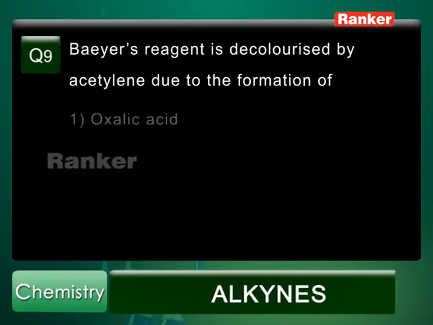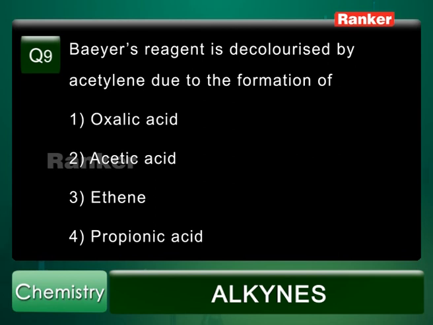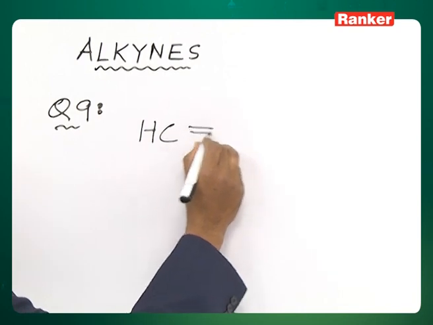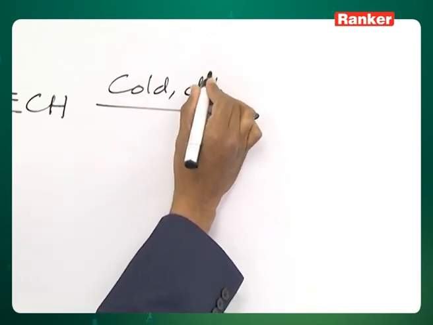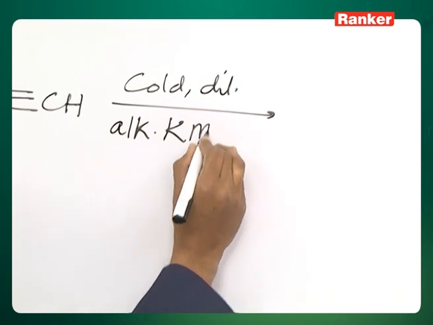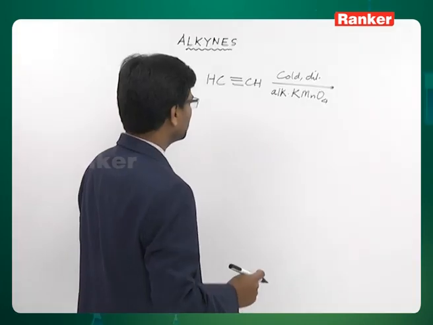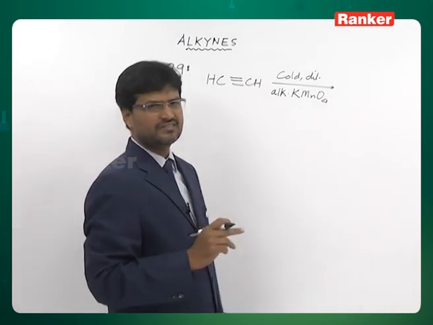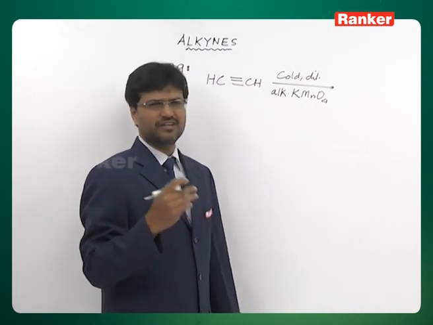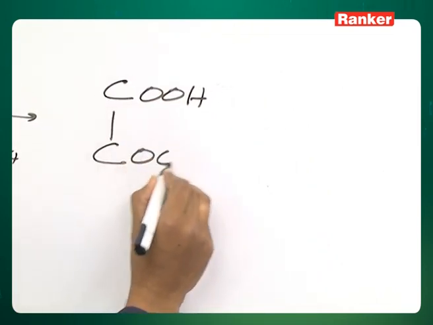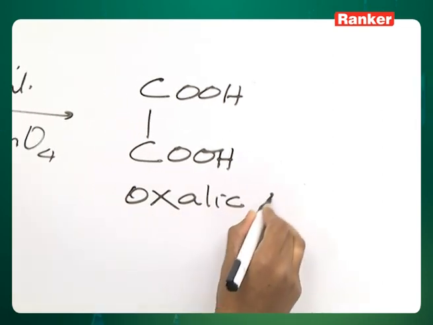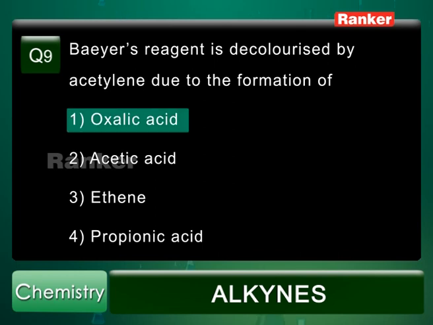Question number 9. Bayer's reagent is decolorized by acetylene due to formation of: first option oxalic acid, second option acetic acid, third option ethene, and fourth option propionic acid. This is acetylene. It is being treated with cold dilute alkaline KMnO4. This is called Bayer's reagent. It's an oxidizing agent. KMnO4 brings about cis hydroxylation, and because you have 2 pi bonds, it takes place 2 times and you end up with oxalic acid. So the correct answer is the first option, oxalic acid.